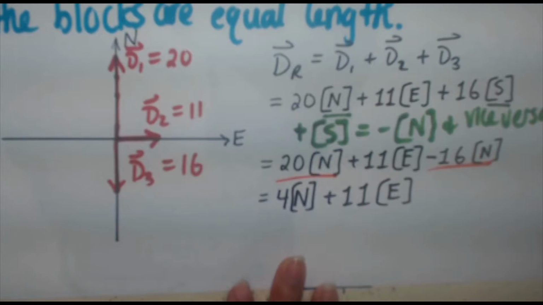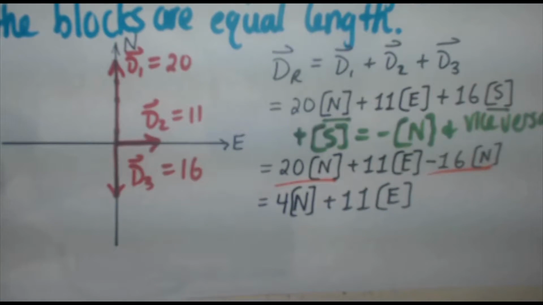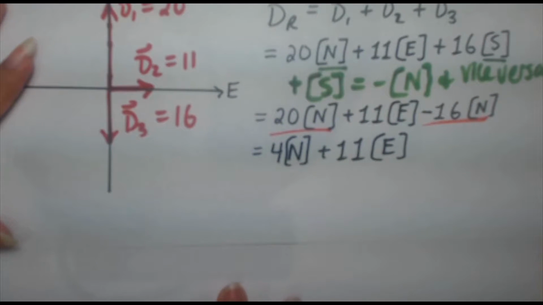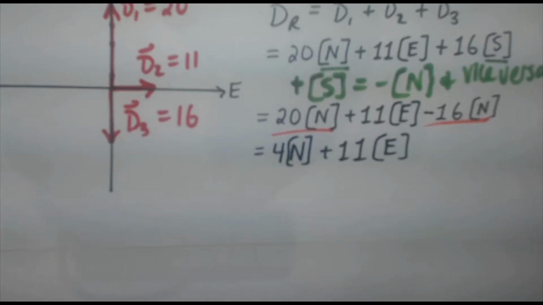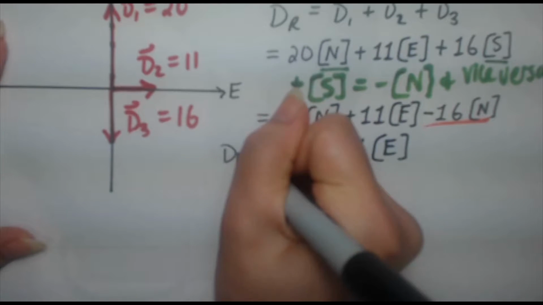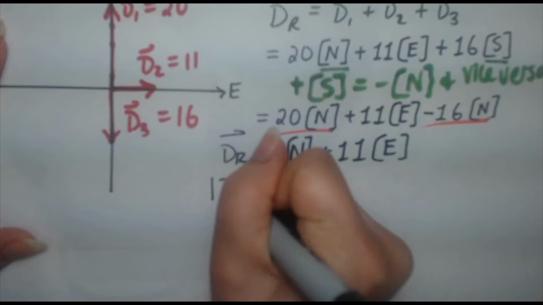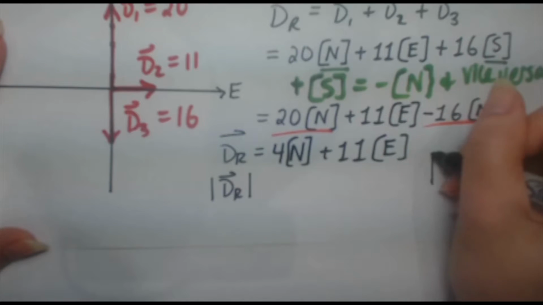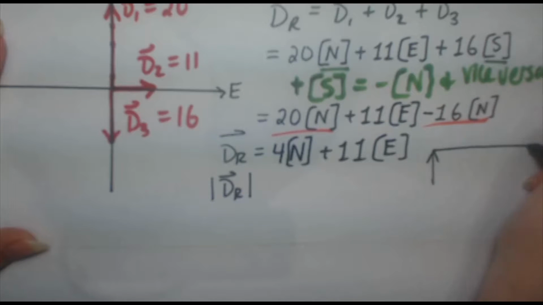Let's actually go ahead and do that on another page and keep working down. In order to find the resultant, we're trying to find the magnitude and the direction. The first thing is to find the magnitude, because this is dr, essentially what we're looking for is the absolute value. So you put the absolute value symbols on the sides, and what we're dealing with here is 4 north and 11 east.